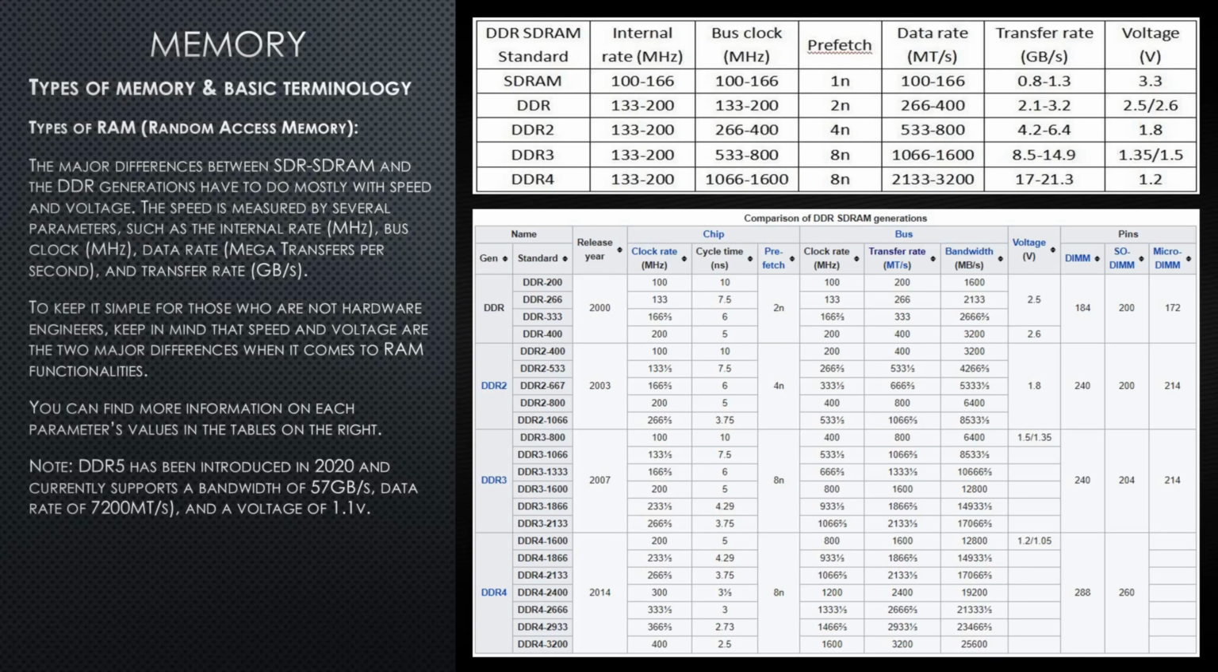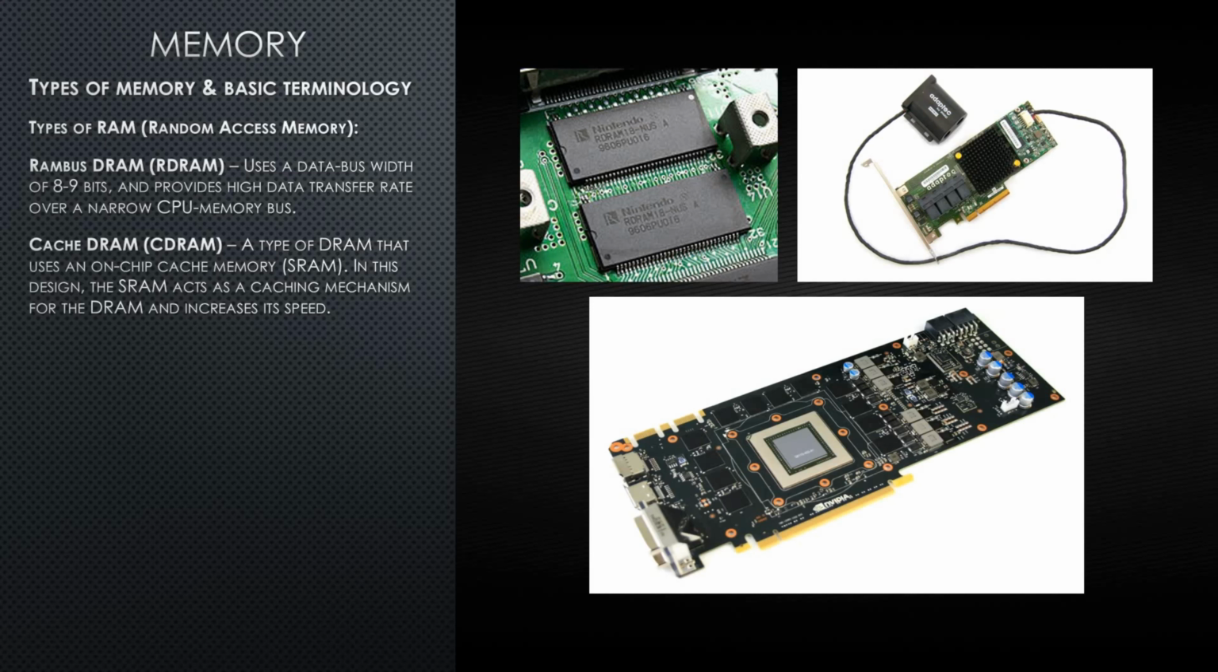Now let's talk about other types of RAM that are maybe less common than DDR nowadays. So we have Rambus DRAM, or RDRAM, and this type of memory uses a data bus width of 8 to 9 bits and provides high data transfer rates over a narrow CPU memory bus. Next, we have the cache RAM, or CDRAM, and this is a type of DRAM that uses an on-chip cache memory, or an SRAM, and in this design, the SRAM acts as the caching mechanism for the DRAM in order to increase its speed.